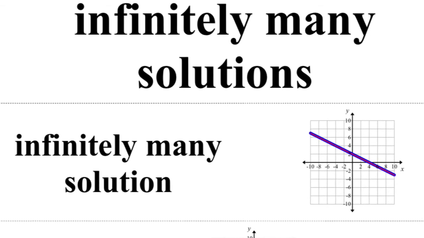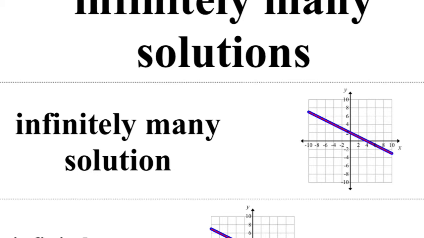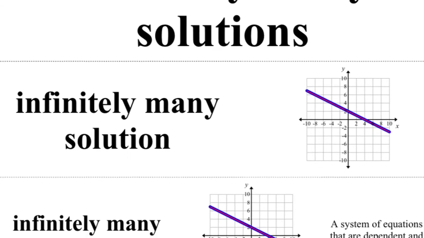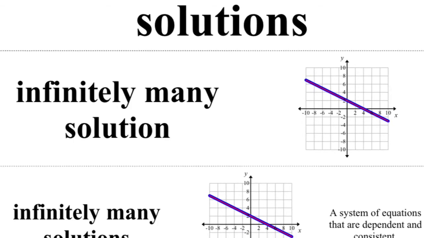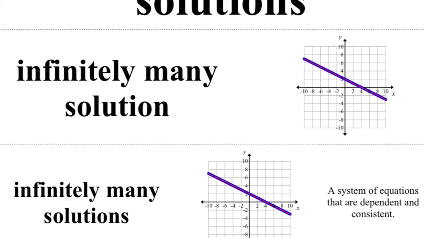Infinitely many solutions means that you have an answer with an infinite amount of solutions. If you're trying to solve an equation, infinitely many solutions looks like the left side and the right side are exactly the same. Or if you're solving a system of equations, they're the same line.